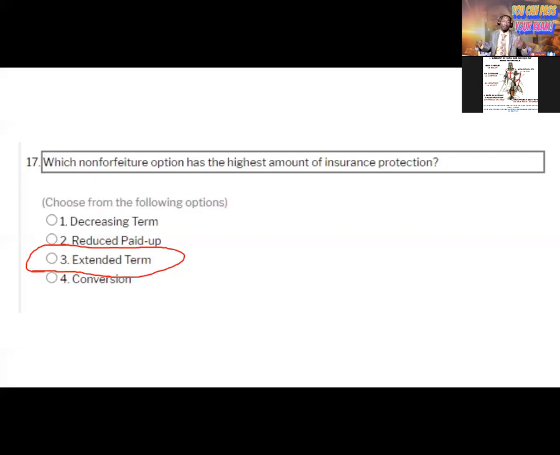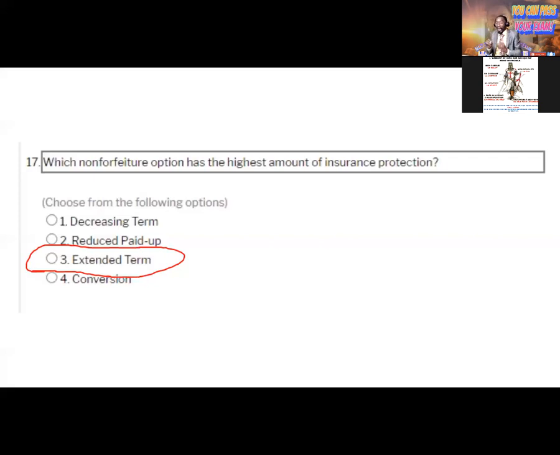Except it might cover you for maybe 10 years, or maybe 30 days, or maybe 365 days. So therefore, this is what happened. That's the amount of time, the length it's going to last you.